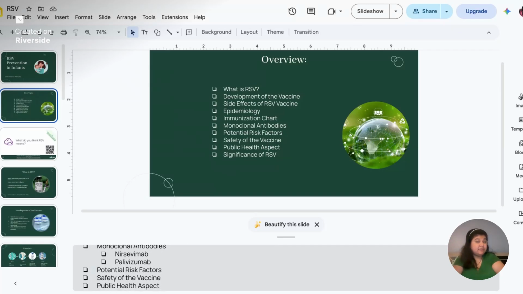The potential risk factors, the side effects and safety of the vaccine, and the public health aspect, since we're all in the health field, learning more information on particular diseases, and the significance of RSV.